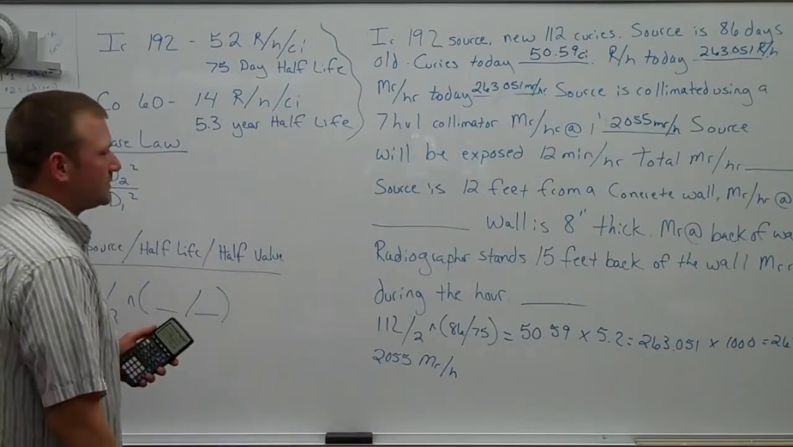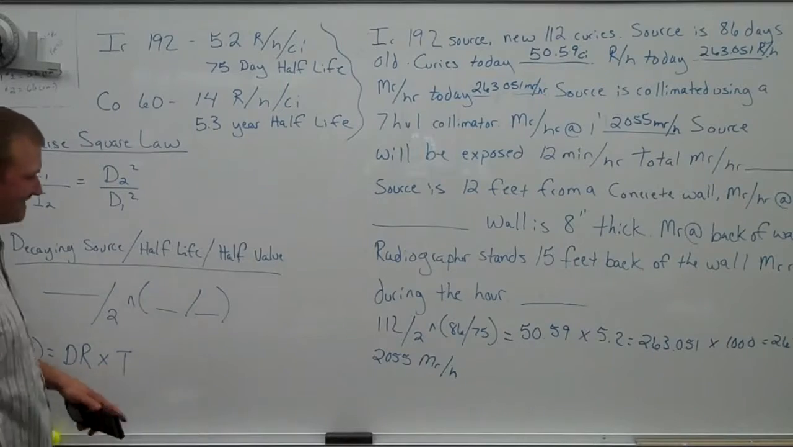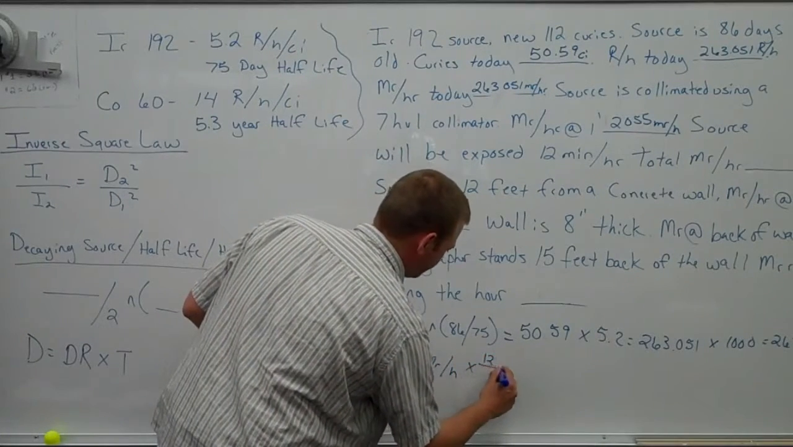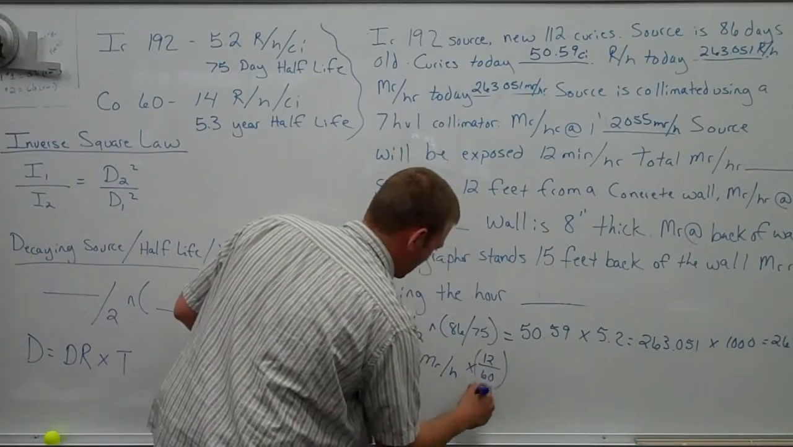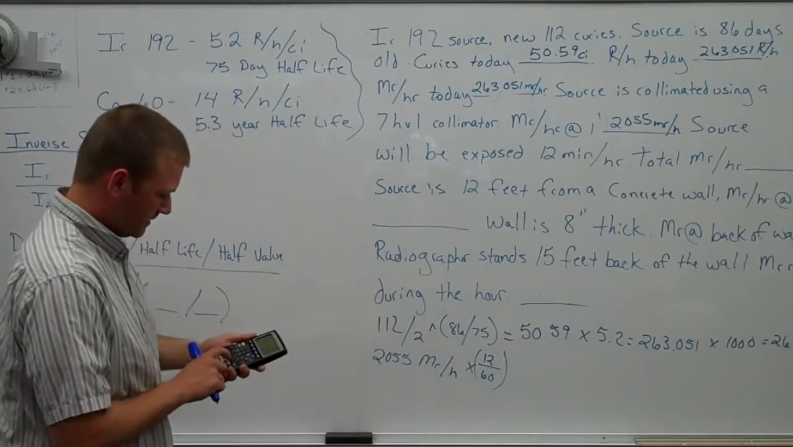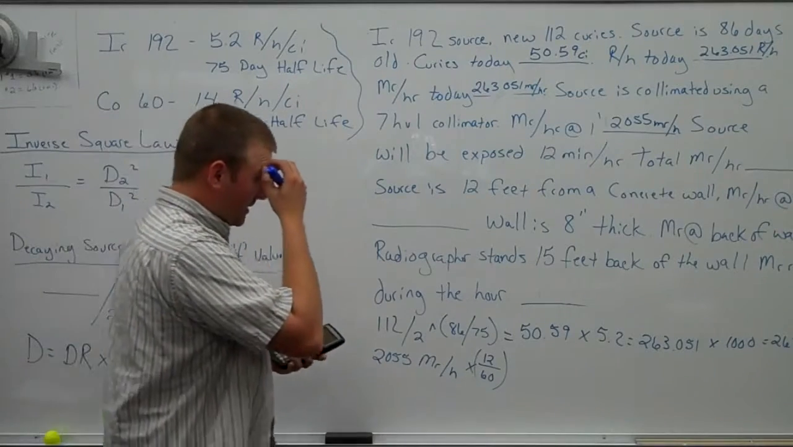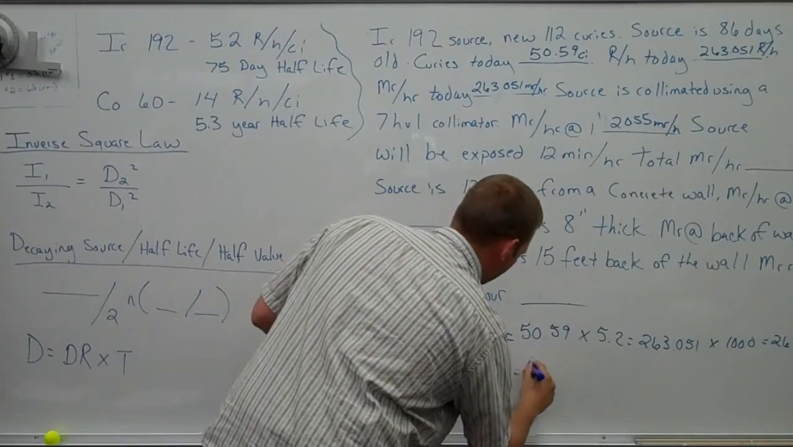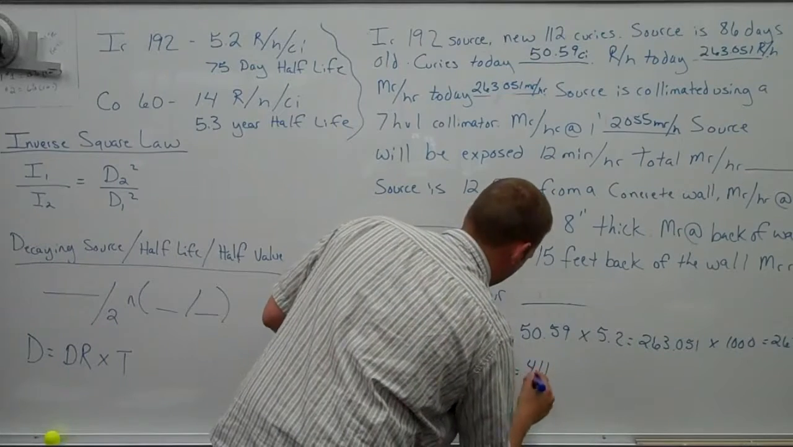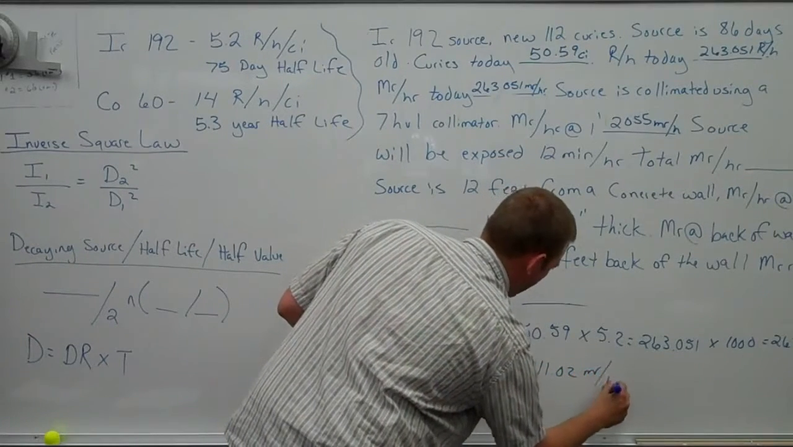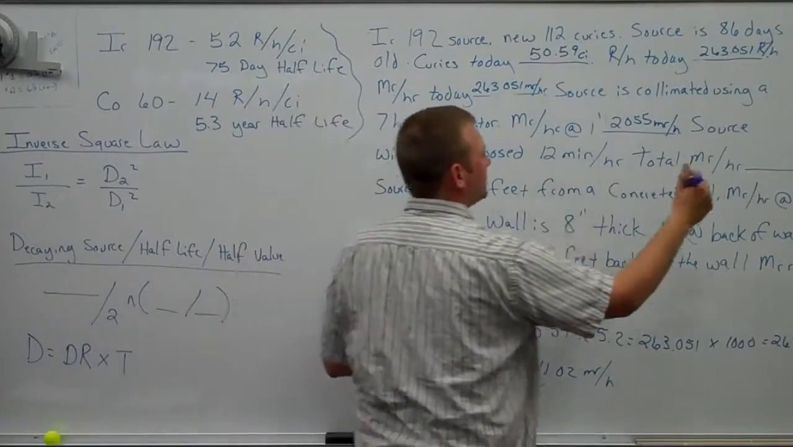So now the source is going to be exposed 12 minutes per hour. Dose over here. Okay, we'll multiply that by 12 over 60. That brings it down to 411.02 millirankines per hour. Okay, right there, 12 minutes per hour.